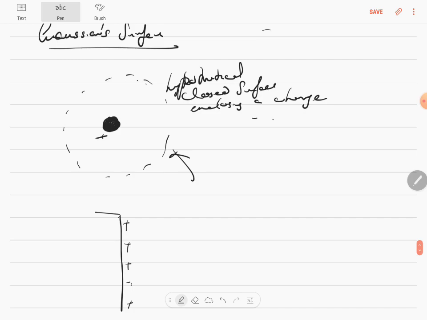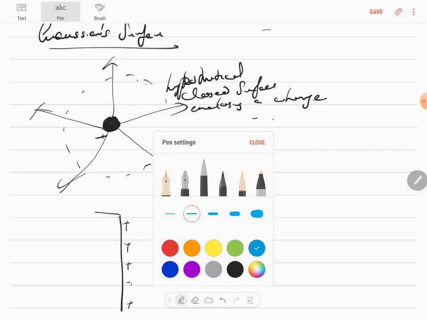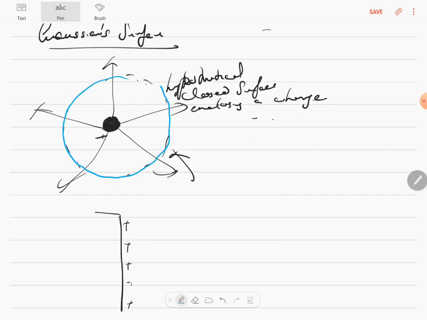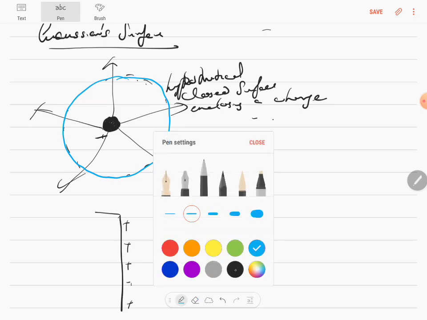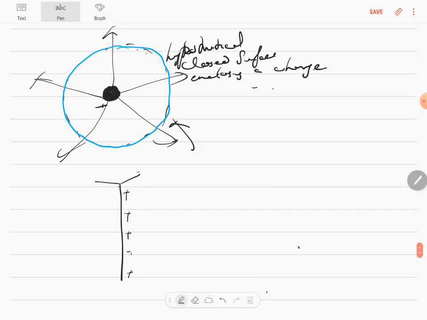Because this will have electric field lines like this. Suppose it's a positive charge, you can see the Gaussian surface is this surface which is perpendicular to the electric field lines. Similarly, the electric field lines for a line charge will be like this at all points, and it will form a cylindrical Gaussian surface. The Gaussian surface will be an imaginary cylinder for a line charge.